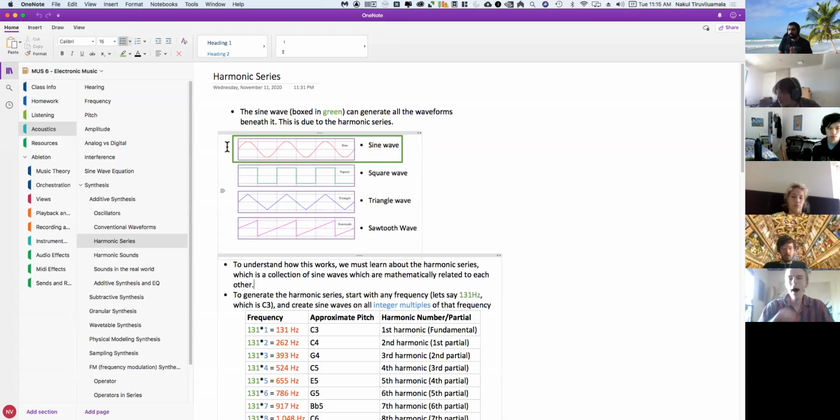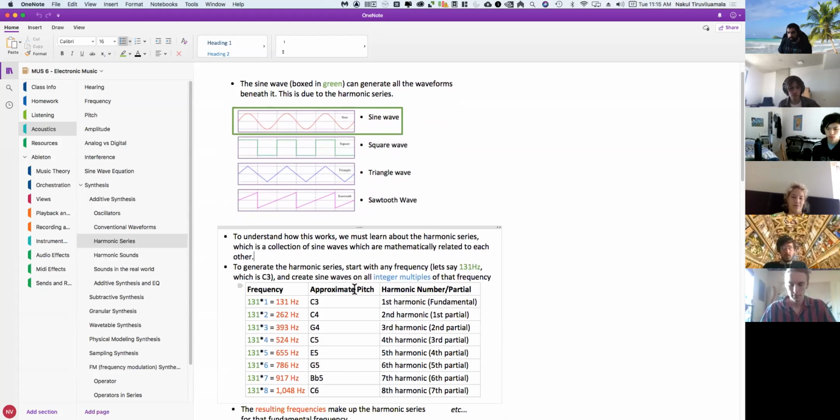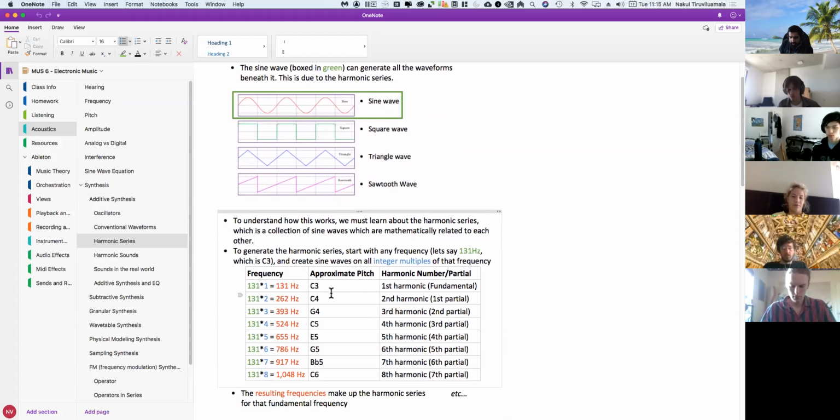The idea behind the harmonic series is that there are a bunch of waves that are mathematically related to each other. And you can add these waves up, just like we did previously, to result in new waves. So very simply, the harmonic series is you basically take a frequency, and then you take 2 times that frequency, and then 3 times that frequency, and 4 times, and 5 times, and 6 times that frequency. So basically, you have a sine wave at all of these frequencies, right?